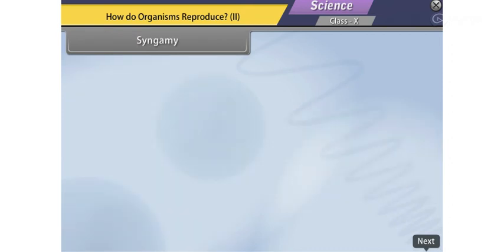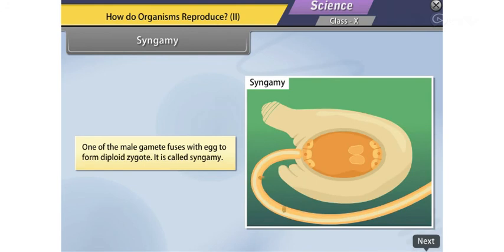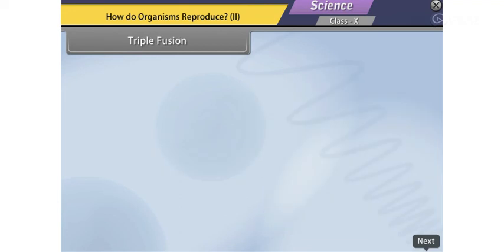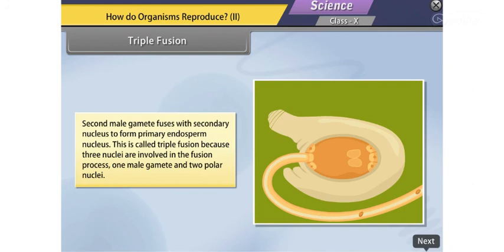Syngamy. One of the male gametes fuses with the egg to form a diploid zygote. It is called syngamy. Triple fusion. The second male gamete fuses with the secondary nucleus to form the primary endosperm nucleus. This is called triple fusion because three nuclei are involved in the fusion process: one male gamete and two polar nuclei.